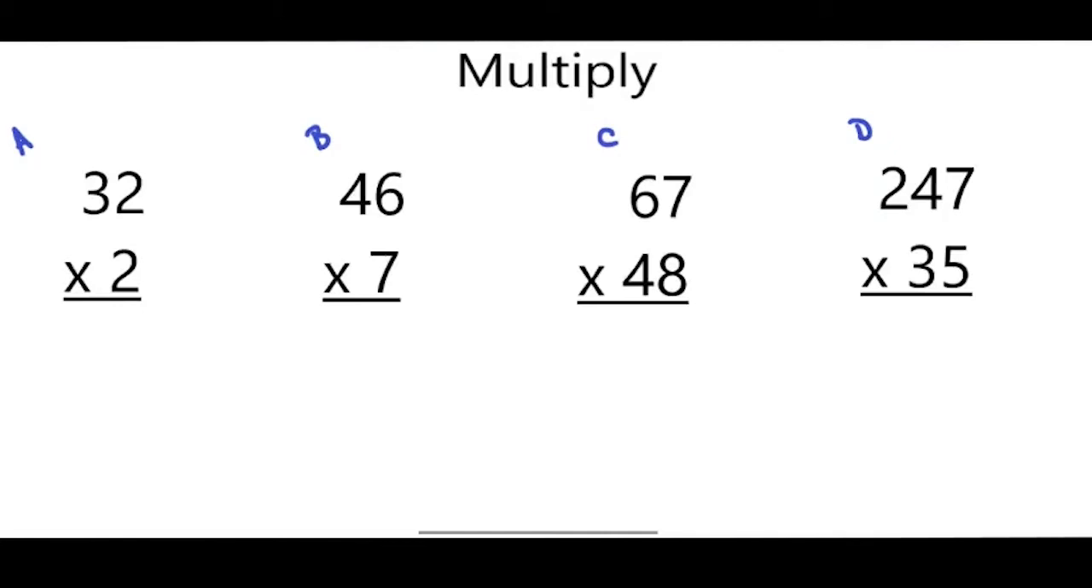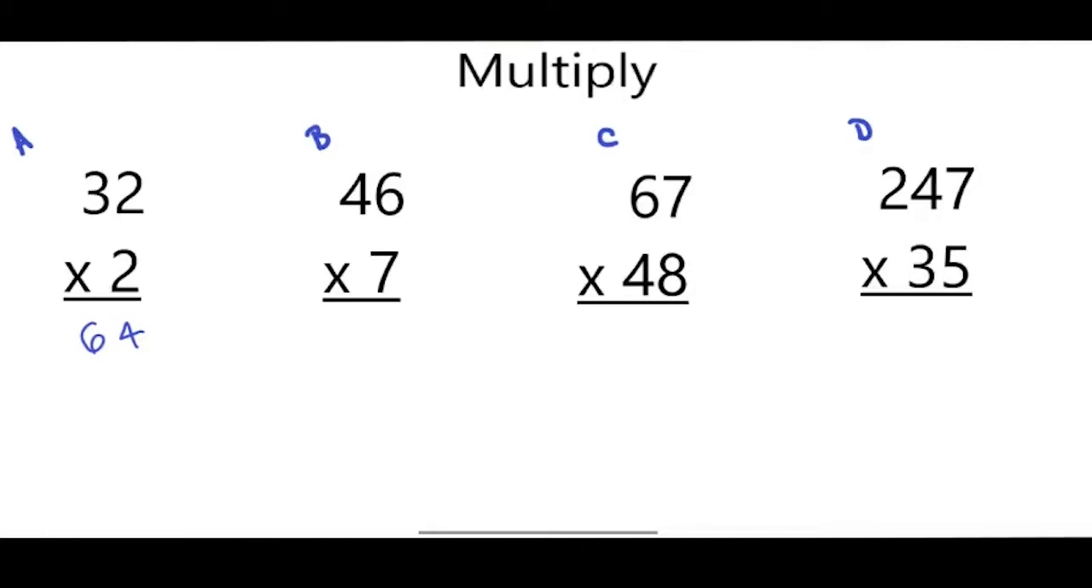So for example A, first thing I'm going to do is multiply this 2 by this 2. Well, 2 times 2 is 4. Next, I'm going to take this 2 here and multiply it by that 3. 2 times 3 is 6. So 32 times 2 is 64. And that's how you do example A.